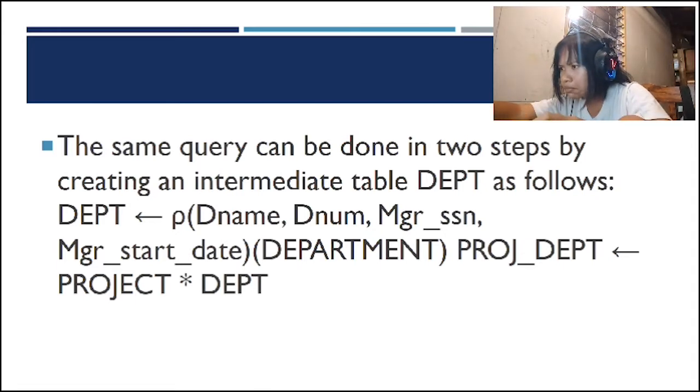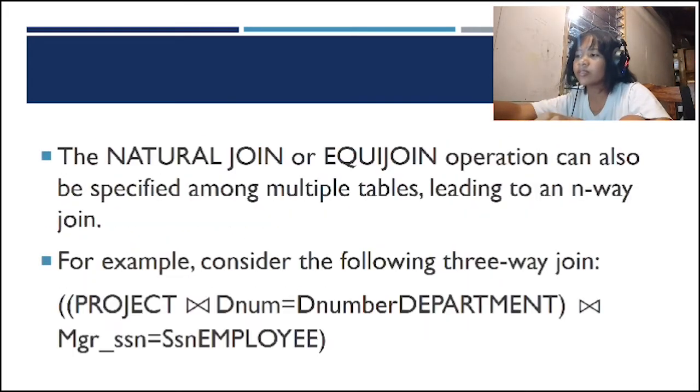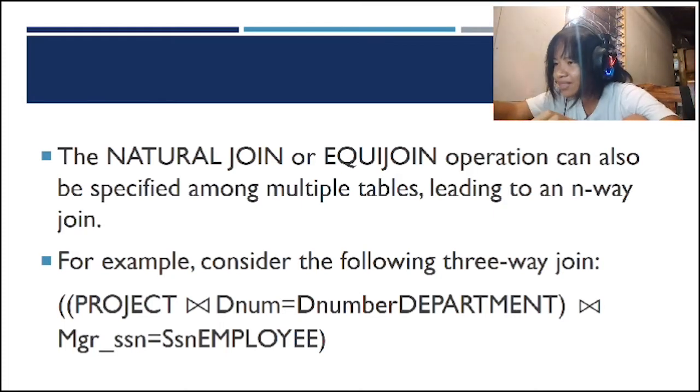Three-way join: project join on Dnum equals Dnumber with department, join on Manager_SSN equals SSN with employee. This combines each project tuple with its controlling department tuple into a single tuple, and then combines that tuple with an employee tuple that is the department manager. The net result is a consolidated relation in which each tuple contains the project, department, and manager combined information.